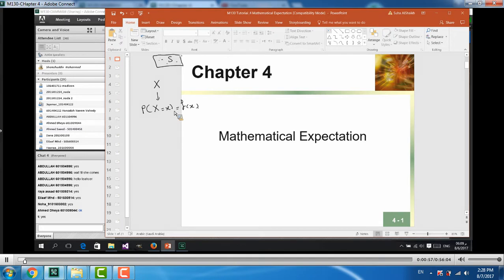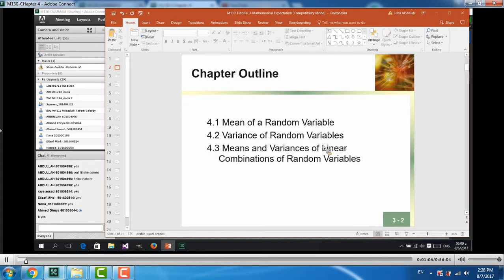Now in today's lecture we will talk about what we call the mathematical expectation. We will talk first about the mean of the random variable. We talked about the mean before, but now we will talk about the mean of this random variable x. We will talk about the variance for this random variable x again. Then we will talk about the mean and the variance of the linear combination of random variables. If I have more than one random variable and I'm combining them in a linear function, how can I find the mean and the variance of that?